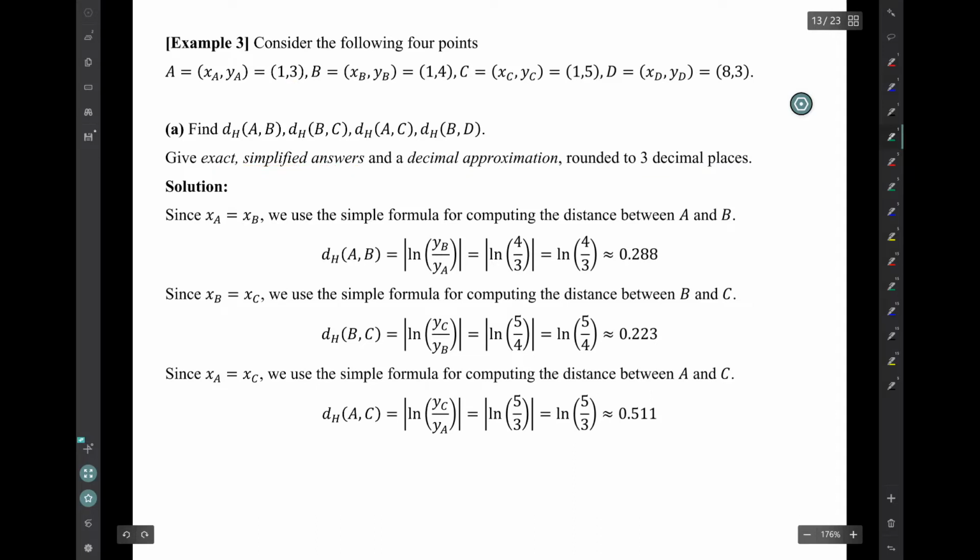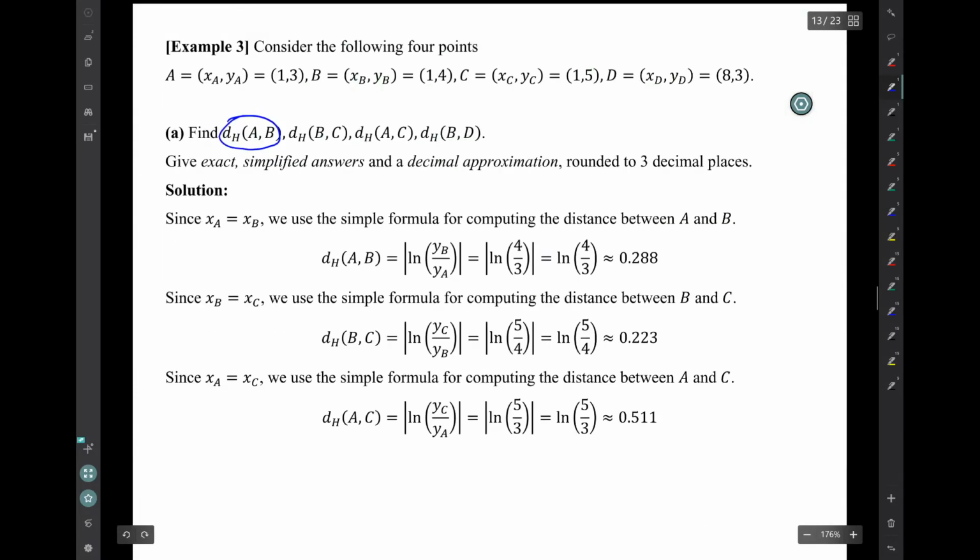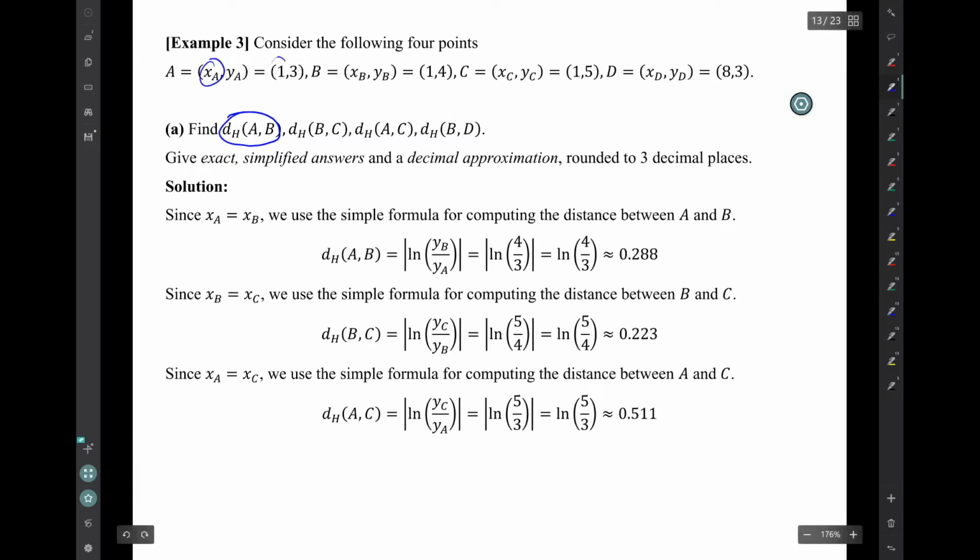Okay, here we go. Well, let's look at our first calculation. To compute the Poincare distance between A and B, we go back and look at our formulas. The x-coordinates of points A and B are the same. So we're going to use this simple formula. Since the x-coordinate of A is 1 and the x-coordinate of B is also 1, we're going to use this formula involving just the y-coordinates. When I do that, I find that the Poincare distance between A and B is ln of 4/3. That's my exact answer. And that's the only way to write that exactly.